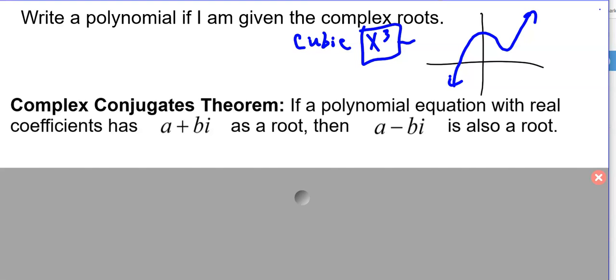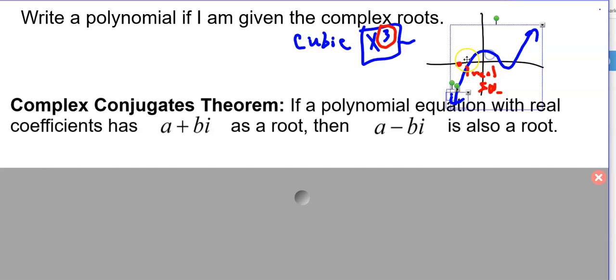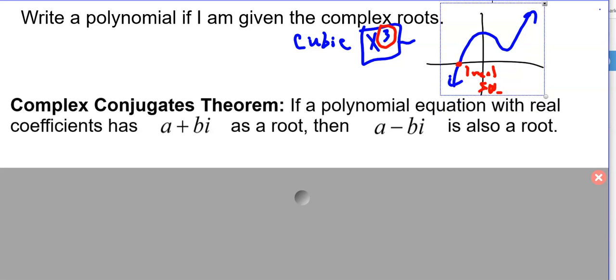It might have a squiggle in the middle here, but it has that behavior. The solutions are where it crosses the x-axis. Here's what's weird: it has one real solution. It only crosses the x-axis once. But according to the fundamental theorem of algebra, there must be three solutions. The other two, well, it doesn't cross the axis. If it had come down a little bit lower, we'd have a couple more solutions there. But this particular graph didn't do that.